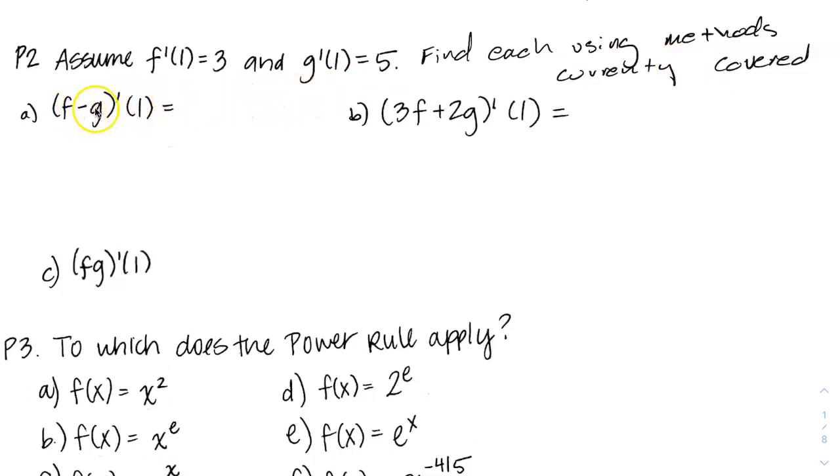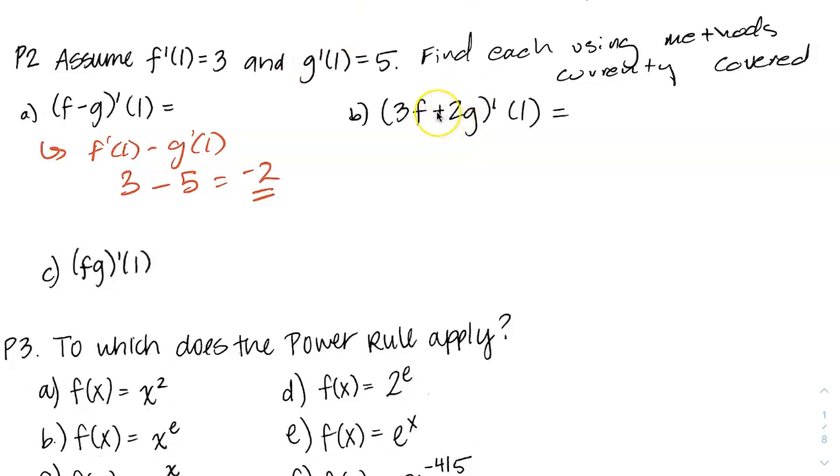So f minus g prime. We can separate this and get f prime of 1 minus g prime of 1. And now we know f prime of 1 equals 3 and g prime of 1 equals 5. So you get negative 2.